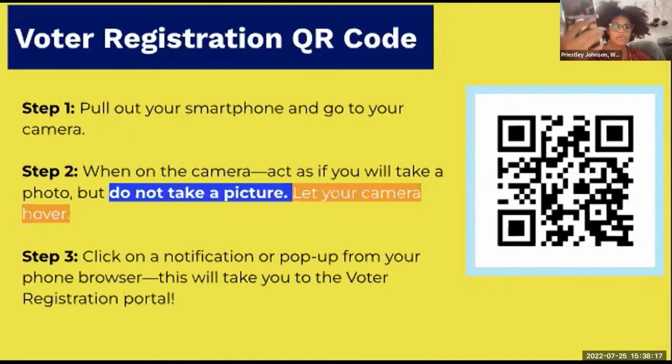Let's see. If you go to your phone's camera and you hover over this barcode, a button should pop up and you should be able to click that and go directly to the voter registration portal. Yep, the QR code works. Awesome. Perfect. So how do you guys want to integrate this QR code into your churches, and not only your churches, I know we have different faith bodies here, into your congregation's work?